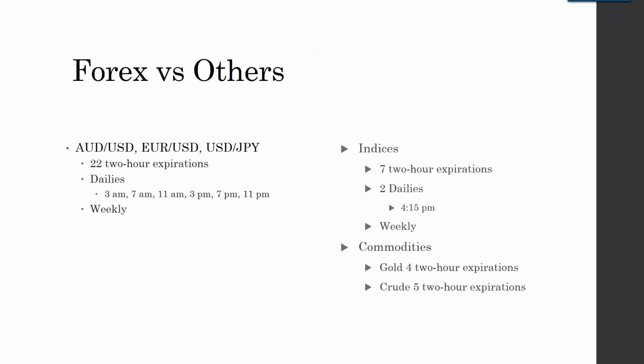On the indices, you only have 7 2-hour expirations, and you have 2 dailies, both ending at 4:15, and then you have a weekly. This just shows you the number of 2-hour expirations and dailies versus the other markets. Okay, commodities, gold has 4 2-hour expirations, crude has 5 2-hour expirations, and they each have dailies and weeklies as well.